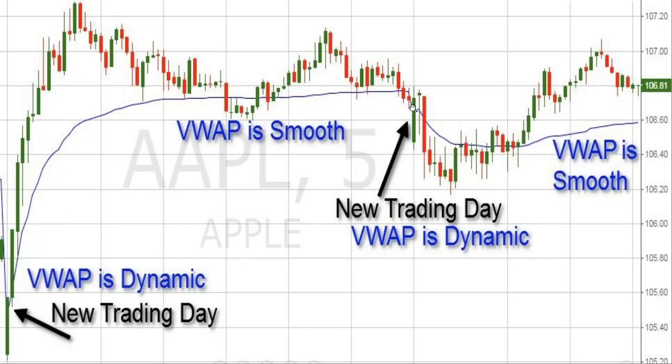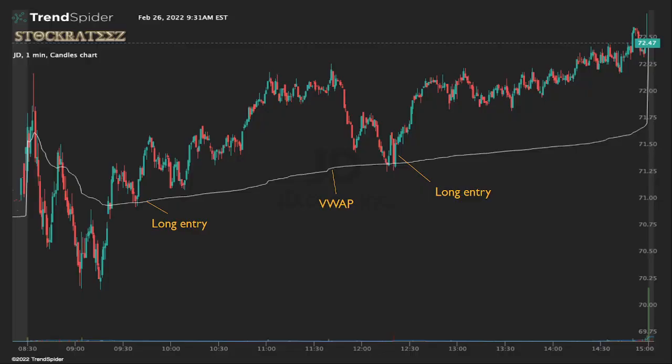And then a new trading day, a little more dynamic, then it becomes smooth again. So see how price reacts. It's not always perfect. It'll go a little bit below. We can catch bounces, we can catch breakdowns. Here it's kind of ranging, you don't really want to be involved in that. Here it's ripping and running. So the VWAP is an awesome day trading tool. My favorite. So here's an example of JD.